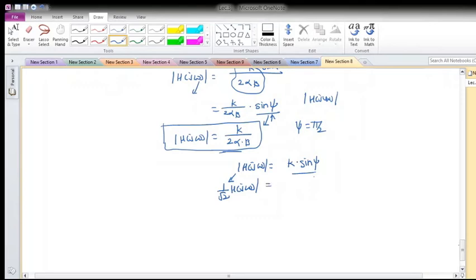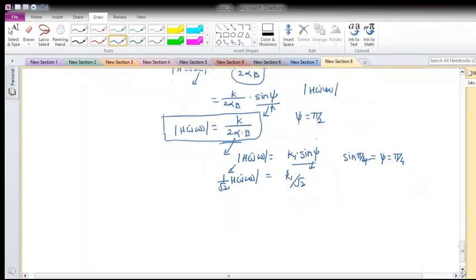What should I get then? This has to be some k1, let's say, and k1 into 1 by root 2 is what I should get. At which value of psi will I get 1 by root 2? When psi is pi by 4, I will get 1 by root 2. So to get the half power point, what should the angle be? The angle has to be pi by 4.